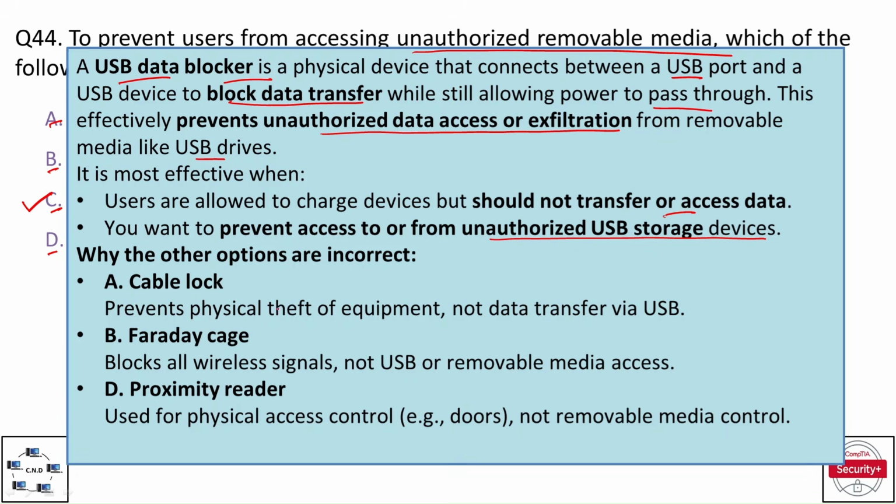Why the other options are incorrect? Option A, cable lock, prevents physical theft of equipment, not data transfer via USB. Option B, Faraday cage, blocks all wireless signals, not USB or removable media access. And option D, proximity reader, is used for physical access control, for example doors, not removable media control.